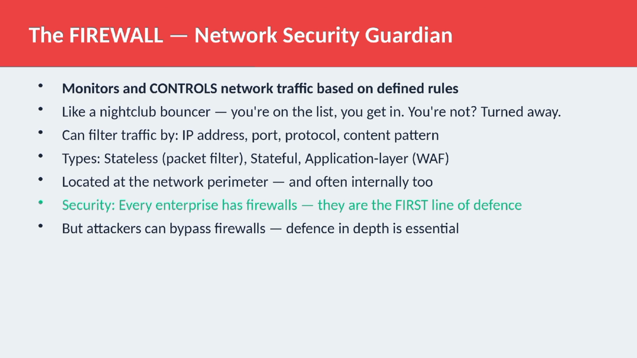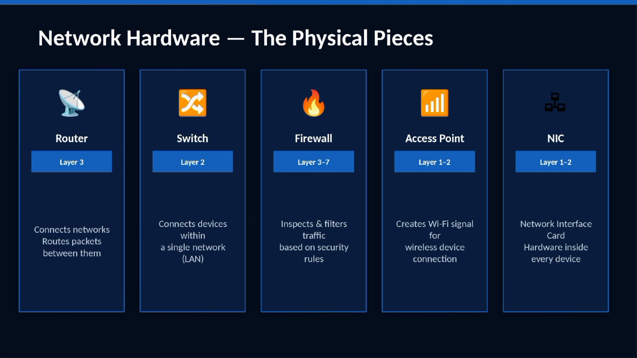Cybersecurity relevance: firewalls are one of the first lines of defense. Every organization has them. Understanding how they work and how attackers bypass them is fundamental knowledge. Access point. A wireless access point, or WAP, is what creates a Wi-Fi network. It broadcasts a wireless signal that devices can connect to. Your home router usually has a built-in access point. In larger buildings, you'll see dedicated access points mounted on ceilings to provide Wi-Fi coverage.